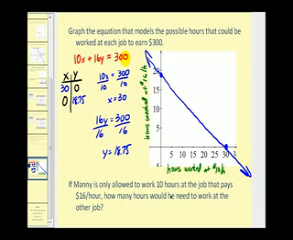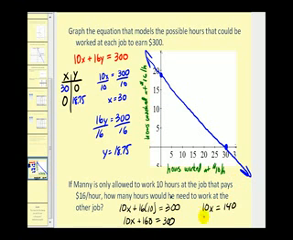And the last question is, if Manny is only allowed to work 10 hours at the job that pays $16 per hour, how many hours would he need to work at the other job? Well, remember, y represents the number of hours worked at $16 per hour. So in order to answer this question, we'd have the equation 10x plus 16 times 10 equals 300. So we'd have 10x plus 160 equals 300. And if we subtract 160 from both sides, we'd have 10x equals, well, 300 minus 160 would be 140. So dividing both sides by 10. And 140 divided by 10 would equal 14.